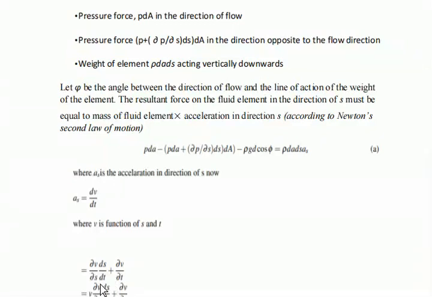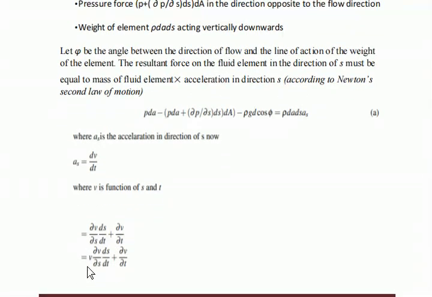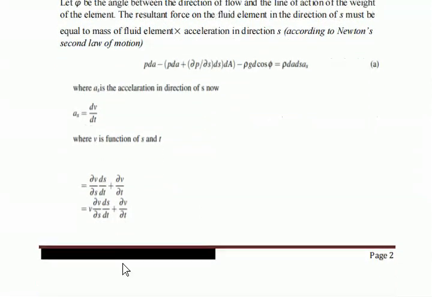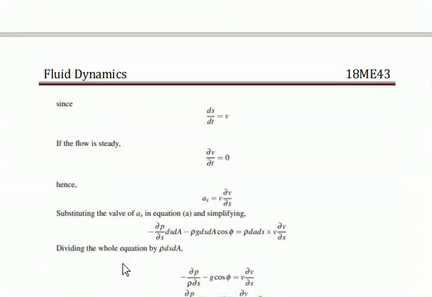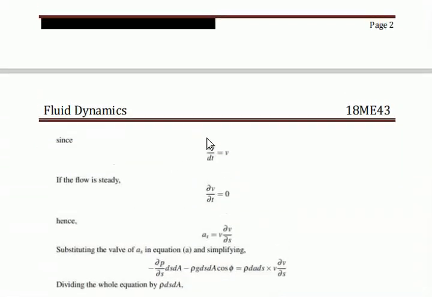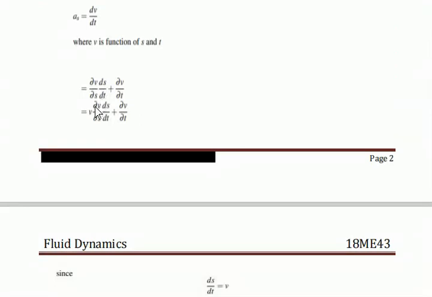Here again we can write v into ∂v/∂s only, that is v ∂v/∂s, since ds by dt is equal to v. So this is the term which was given by mistake here, plus ∂v/∂t.